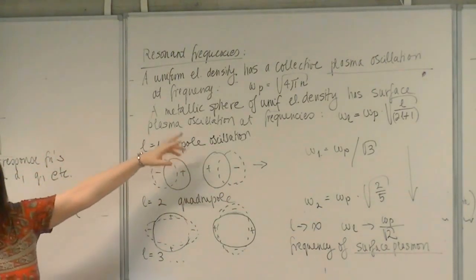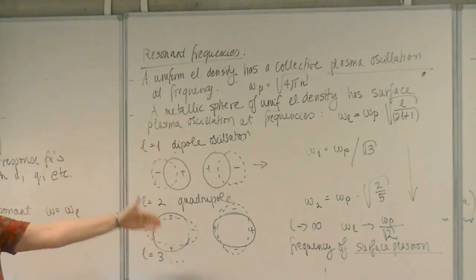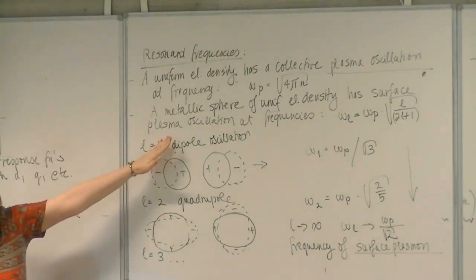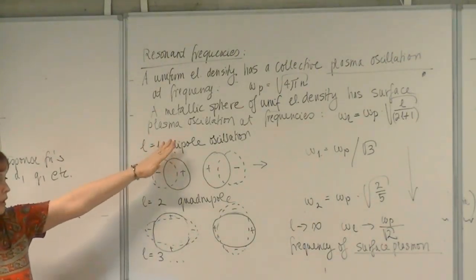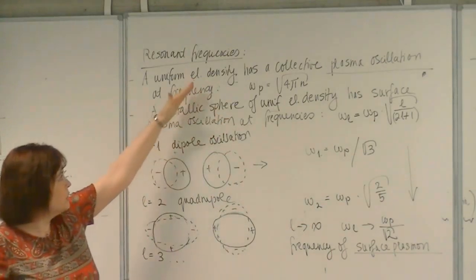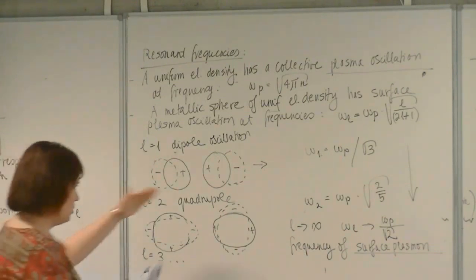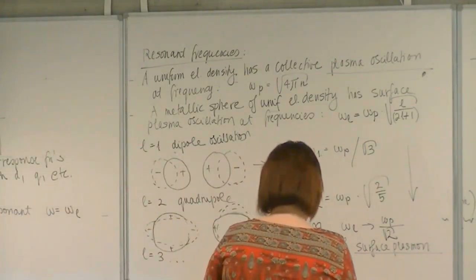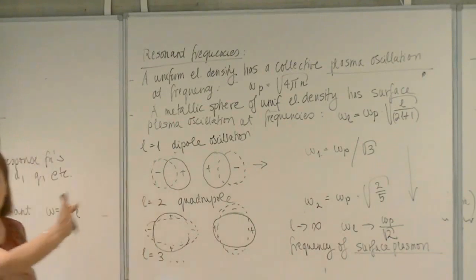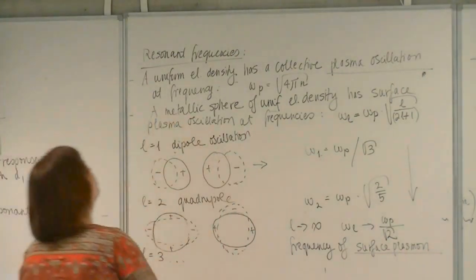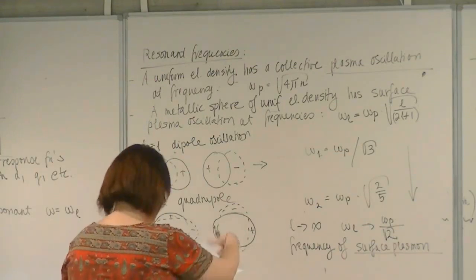Apparently, if we increase the order of the multiples, dipole, quadrupole, and we go up to infinity, the charge distribution changes, right? So that's the physical meaning. Compared to the first case, compared to the plasma, the charge distribution becomes more and more refined. So eventually, when we get to infinity, the charge density will appear on the surface. Okay, so that's the physical background of this resonance frequency.